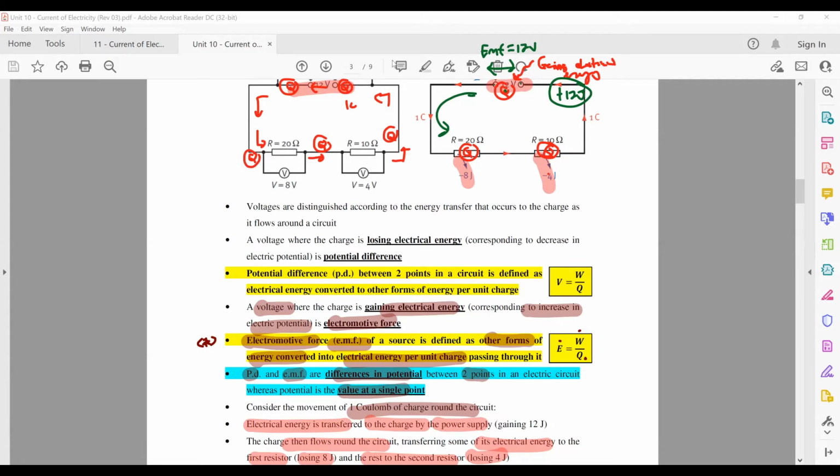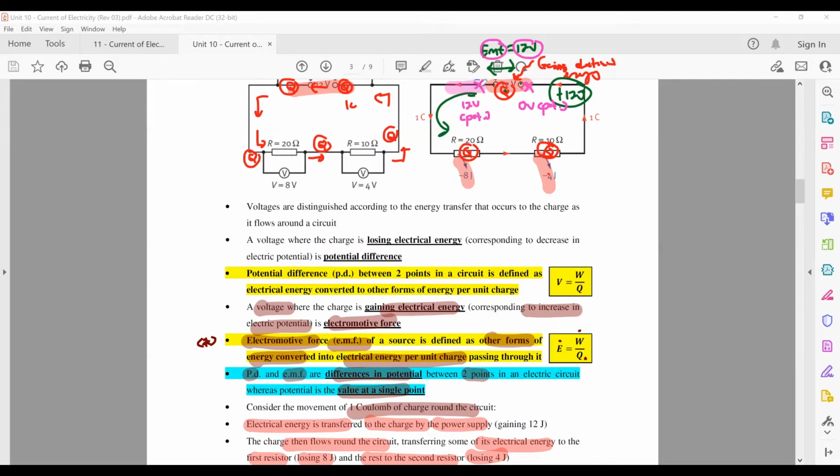So if I want to look at value of potential, this one could have 0 volt potential, whereas this point here could have 12 volts potential. It's the difference in these 2 points that gives me 12 volts. And because between these 2 points, my charge gains electrical energy, corresponding to an increase in electrical potential. That is why we call it as EMF.